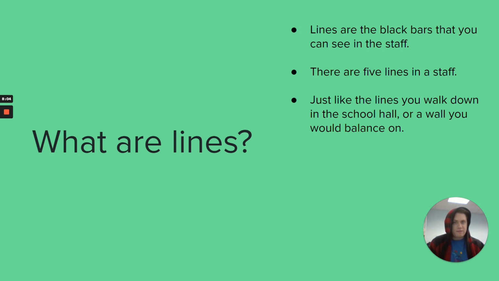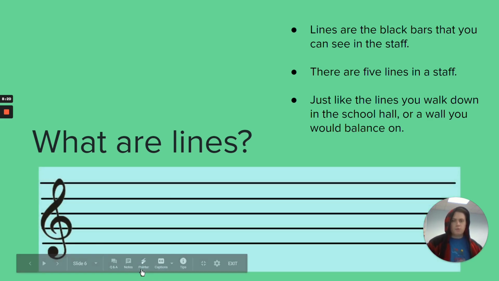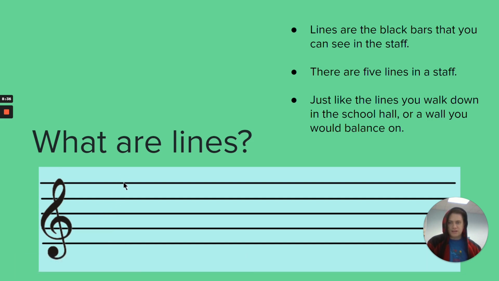And how many lines are in a staff? We talked about it already. 5 lines. 1, 2, 3, 4, and 5. And these are just like the lines you would walk down in the school hall or on a wall you would balance on. If you're walking on the wall and you look down, that's kind of a line that you're walking on. So there are 2 places the notes can go, and one of those places is the lines. And I didn't show you the notes on here. I made that mistake. But notes could go on top of these lines, and you'll see that in a little while. So the notes could go on top of the lines, these 5 lines.